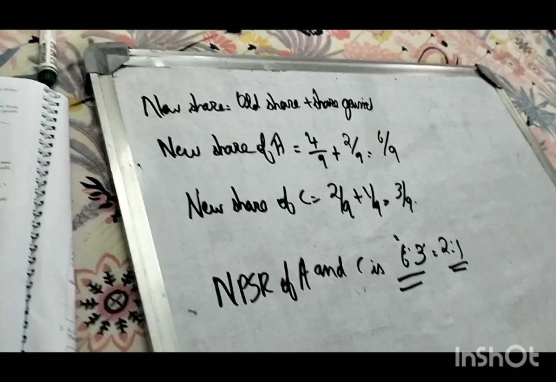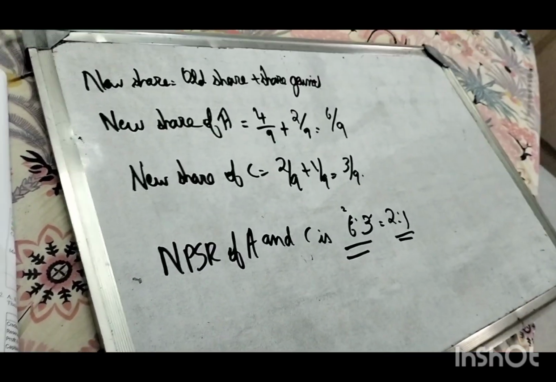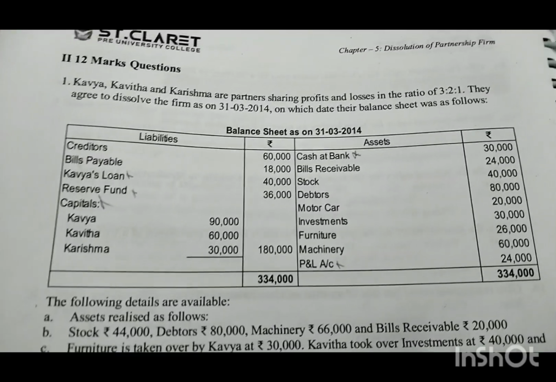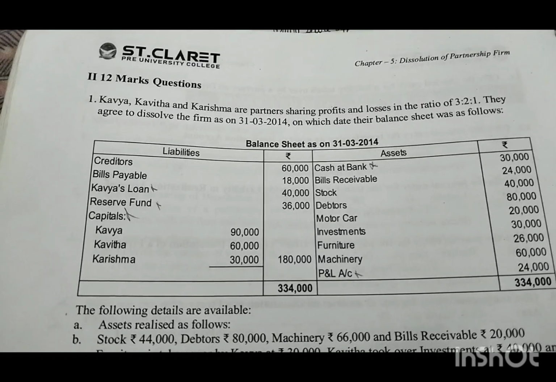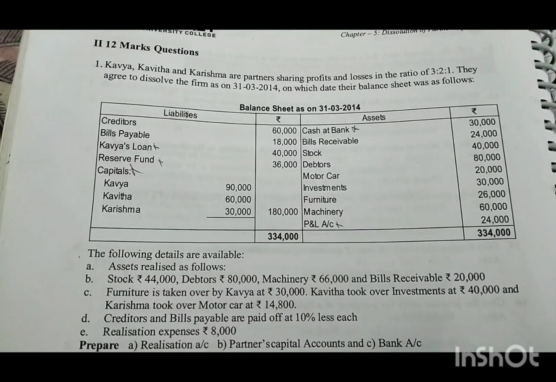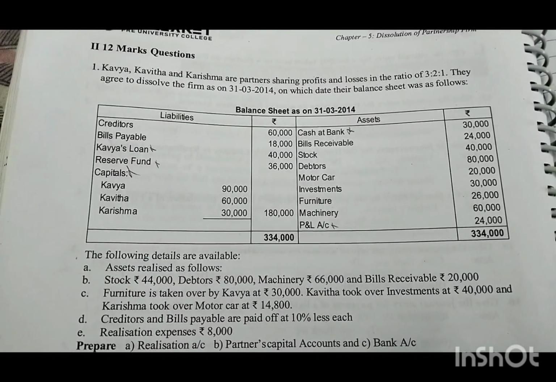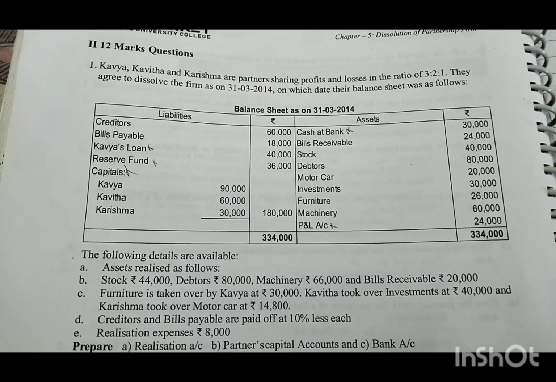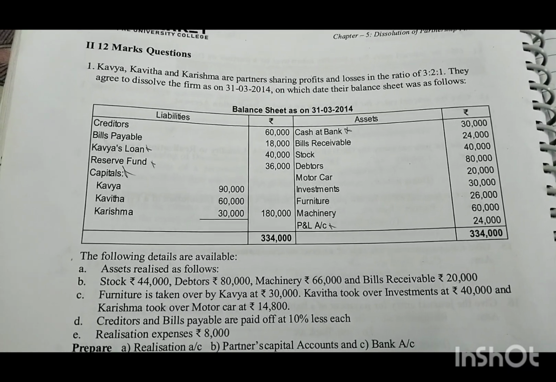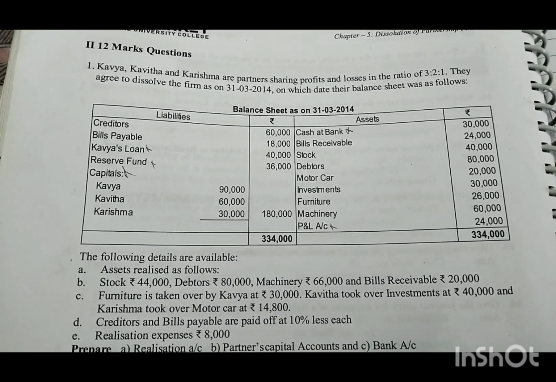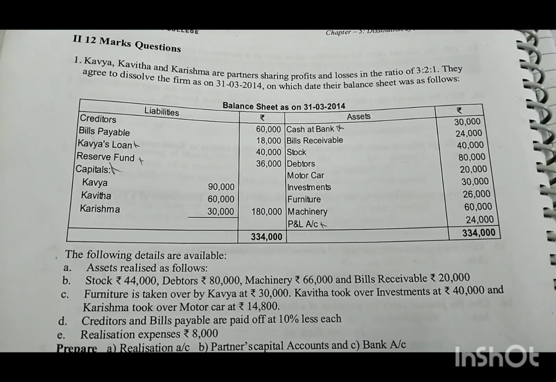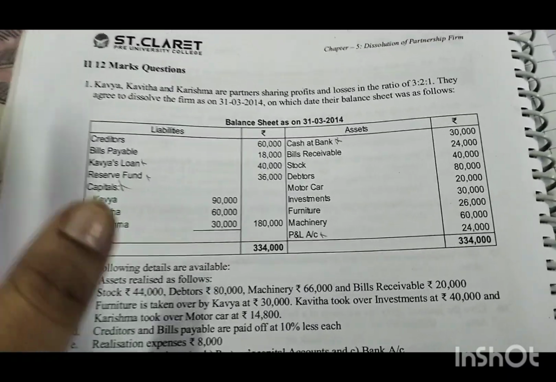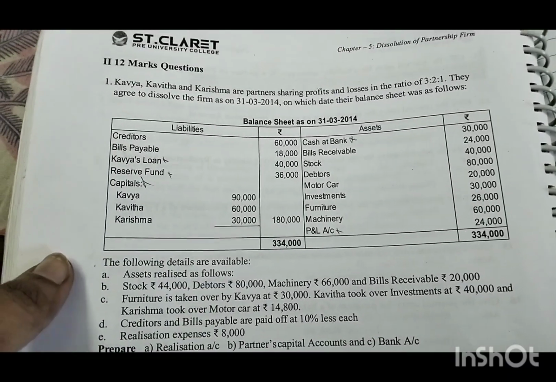We will also do the dissolution questions. So next is the 12 marker question from the dissolution chapter. So this is the question. Kavya, Kavita and Karishma are partners sharing profits and losses in the ratio 3:2:1. They agreed to dissolve the firm on 31/3/2014, on which day their balance sheet was as follows. So liabilities, assets, and the amounts are given.